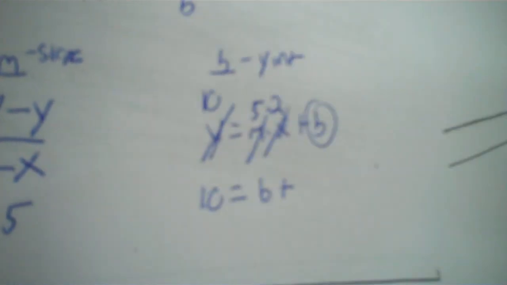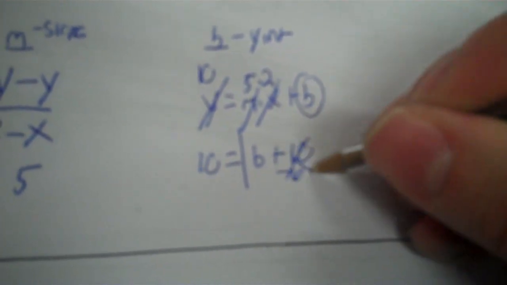So b plus 5 times 2 is 10. Then you minus 10 from both sides, and you have 0. You can get a b of 0, that's fine. You can write that, or you can just write y equals 5x.